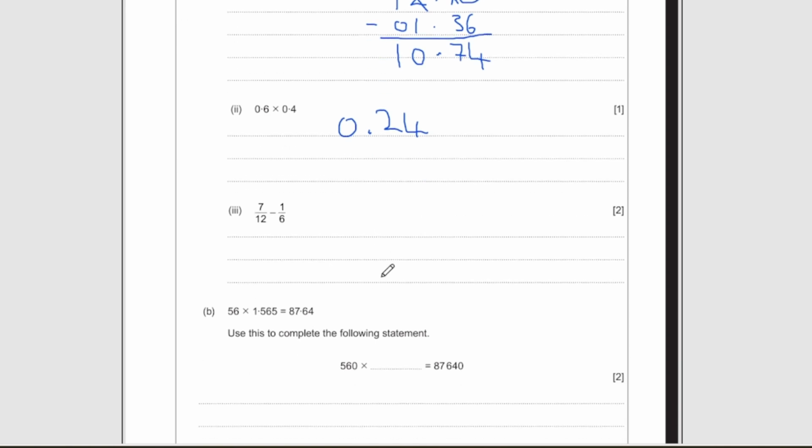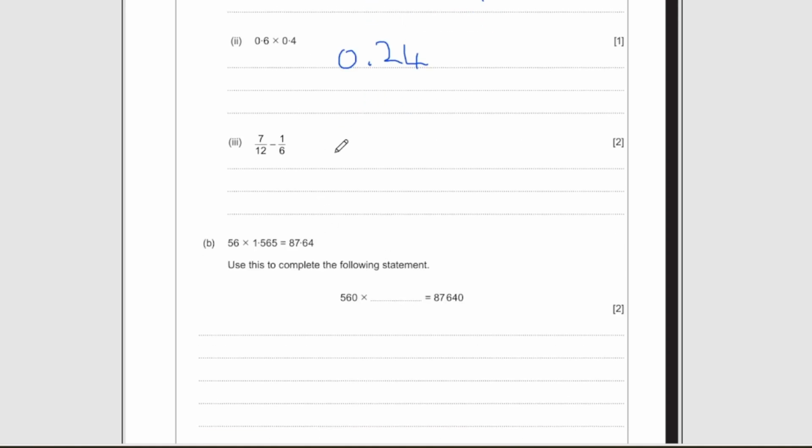The last one is fractions. We've got 7/12 minus 1/6. Now, we need to convert the 6. We need the denominator to be the same. The easiest way of doing that is turning the 6 into 12ths. And we do that by timesing by 2. 6 times 2 is 12. Whatever we do to the bottom, we do to the top. 1 times 2 is 2. So 1/6 becomes 2/12. So 7/12 minus 2/12.